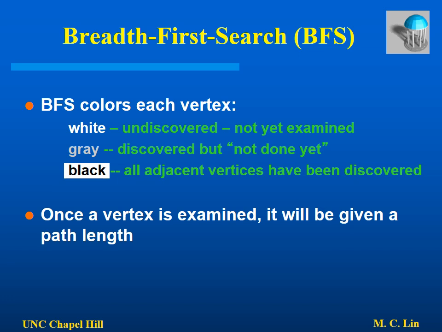When we have finished examining all the nodes adjacent to a gray node, then we will color the formerly gray node black, meaning we've seen all of the adjacent nodes. As soon as a vertex is examined, we'll be able to give it a path length, and we'll do so.